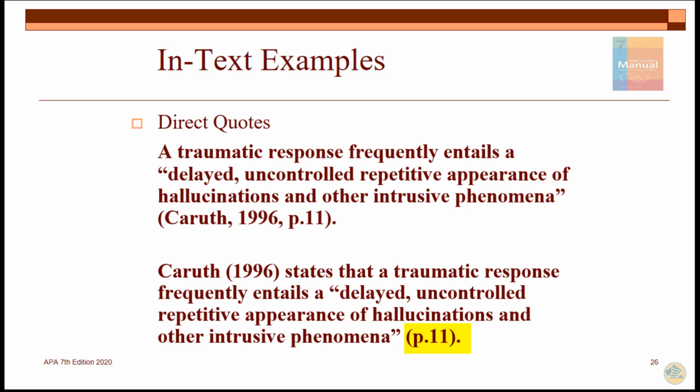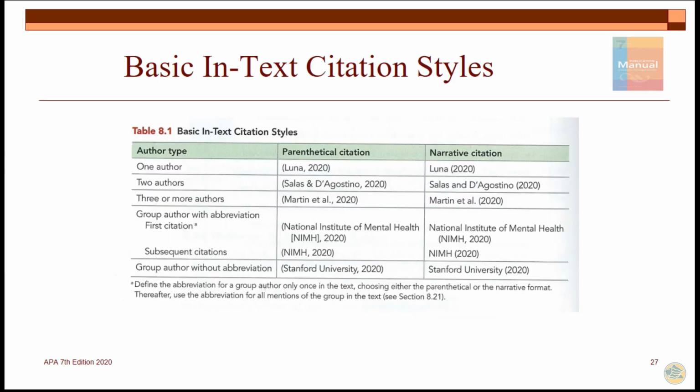So we put the single p. 11, and notice that the period for the sentence goes on the outside of the parentheses. This is a figure of basic in-text citation styles depending on whether you have 1, 2, 3, or more authors. There's also information about group authors with abbreviations. This is inside the manual, and again, I recommend that you get the manual for yourself. This PowerPoint cannot possibly answer all questions.